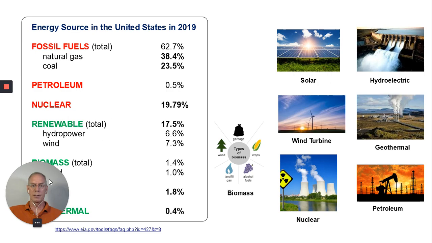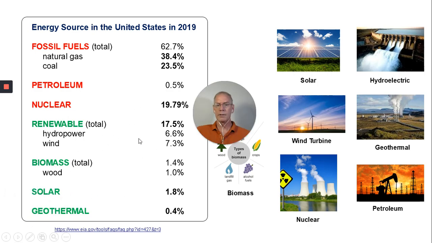So I was curious, so I looked up a little bit ago what the energy sources are in 2019. Fossil fuels still make up 63% of our energy. Natural gas 38.4, coal 23.5. Petroleum, we don't get a lot of energy from petroleum, not anymore. We're burning fossil fuels. Most of us in the Midwest use natural gas. On the East Coast, they might use heating oil.